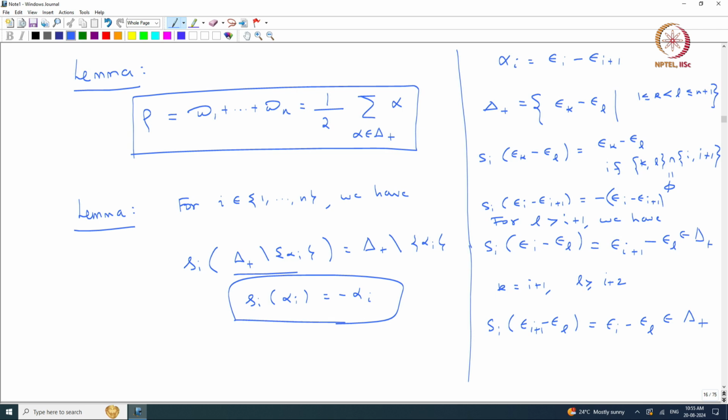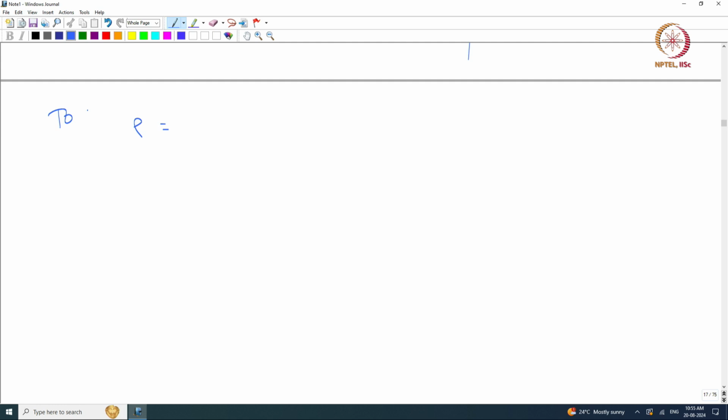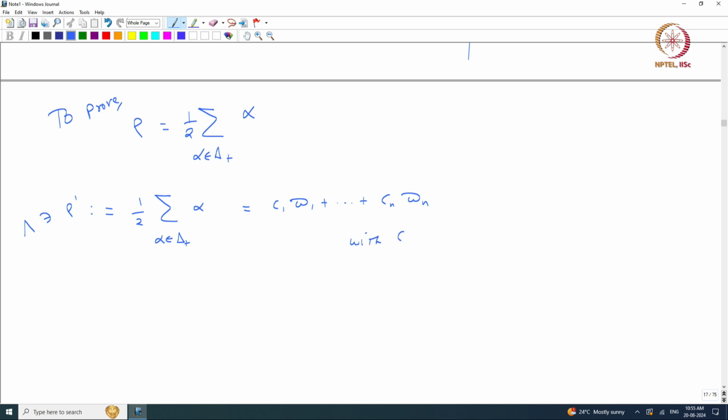Okay. So, now to prove this identity, you write the right hand side in terms of the omega_i's. To prove the first lemma, to prove rho equal to half the summation of alpha, alpha in delta plus, maybe call rho dash to be the right hand side, half the summation of all positive roots. Now you can easily see that this is going to be in the weight lattice. So, this will be written as some c_1 omega_1 plus etcetera c_n omega_n. That is for sure with c_i coming from Q, because everything is integral.